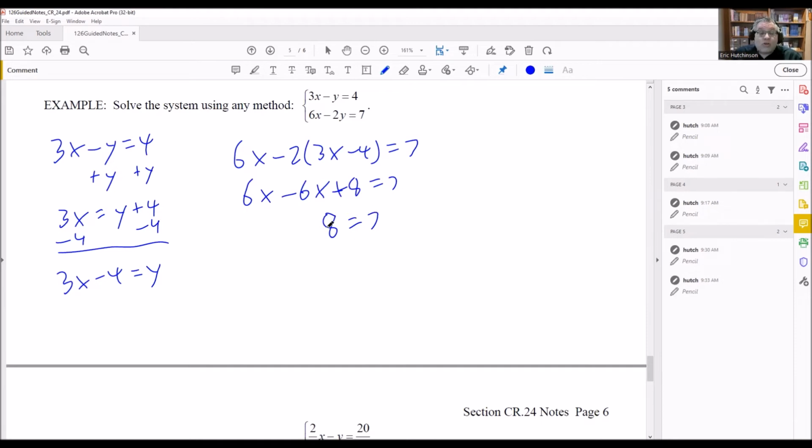So if you get a false statement, then that means there's nothing that actually makes these equations ever be the same. So in this case, we need to put no solution if we see a false statement come up.